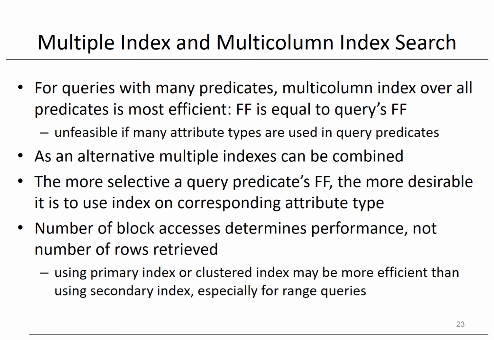Ultimately, the number of block accesses determines the performance, not the number of rows retrieved. Thus, the impact of clustering always needs to be investigated, since despite what the filter factors indicate, using a primary index or a clustered index may be more efficient than using a secondary index, especially for range queries.